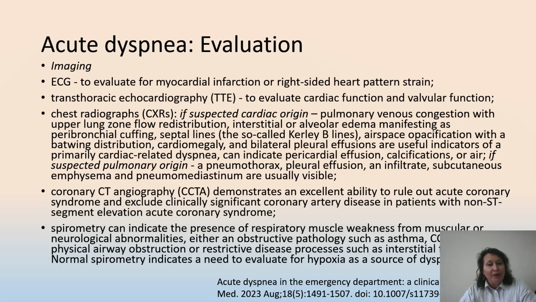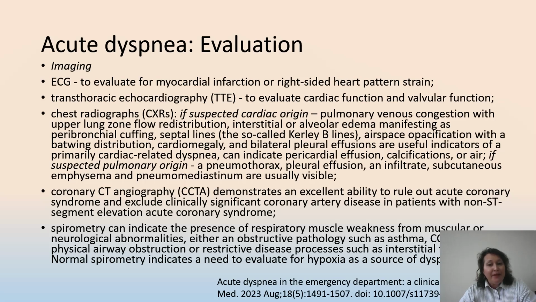We can visualize septal lines, so-called Kerley B lines, airspace opacification with a basal distribution, cardiomegaly, bilateral pleural effusion as an indicator of primary cardiac-related dyspnea. It can indicate pericardial effusion, calcification, air. If we suspect pulmonary origin of acute dyspnea, it can be pneumothorax, pleural effusion, infiltrate, subcutaneous emphysema, pneumomediastinum in these methods of examination. The next method we can use is coronary CT angiography.